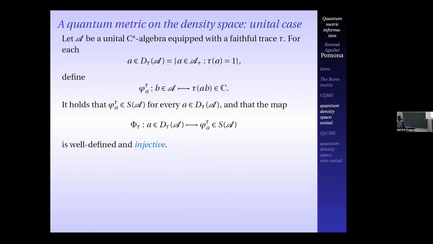With that, we can define a state by doing tau of AB. And again, remember, tau is a trace. So this is very important for this to get a state. And so this gives you an injection from this density space into the state space.